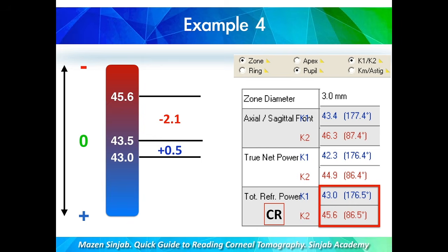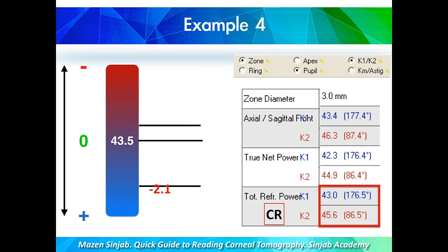The difference between the average K and K2 is minus 2.1, while the difference between the average K and K1 is plus 0.5 diopters. Now, let us imagine that we are going to treat this patient by minus 2.1 diopter sphere. It means that we are going to push both meridians as follows.